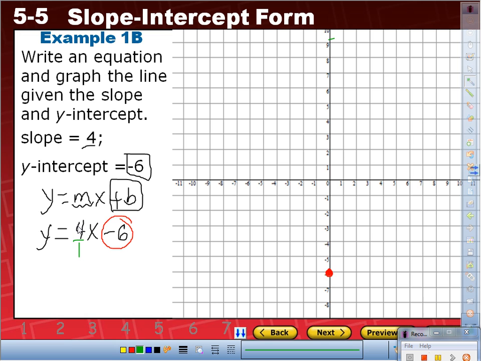So it tells me to go up 4 steps and 1 to the right. Here we go. 1, 2, 3, 4, 1 to the right. Plot your point. Let's do it again from this point, and again from each new point, going up 4 and 1 to the right. Keep going, and once you're done plotting your points, get your ruler and graph your line.